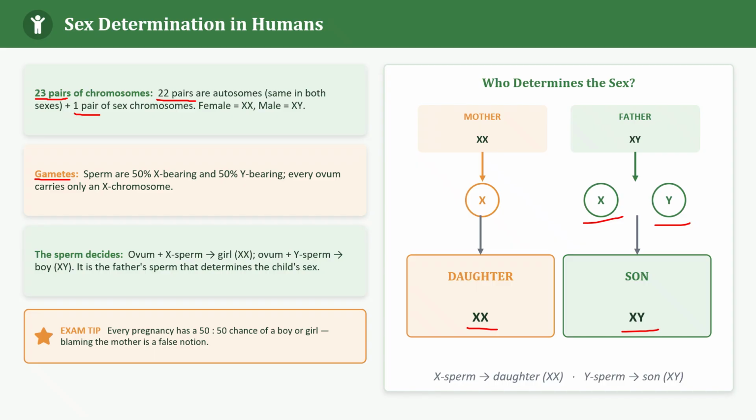So who determines the sex? Since the father only contributes either an X or a Y chromosome, the father's sperm determines the sex of the child. The mother always contributes only an X chromosome.